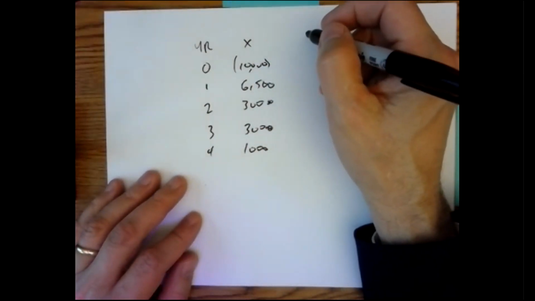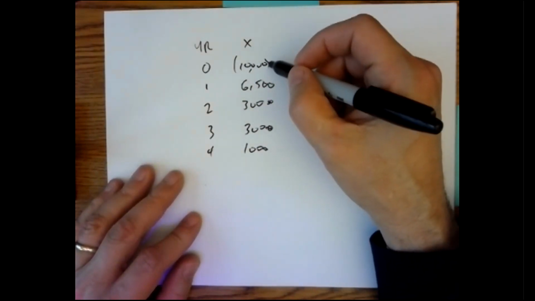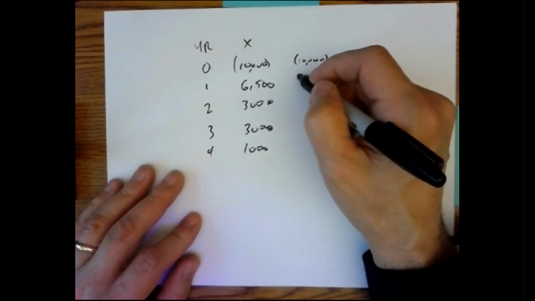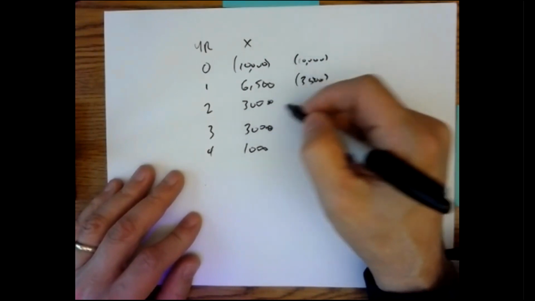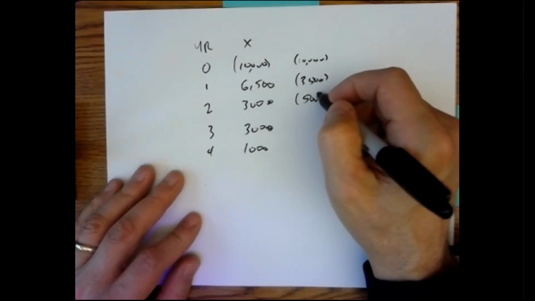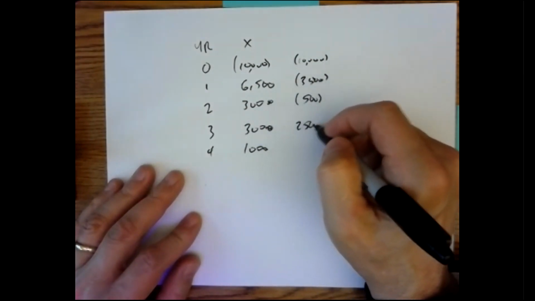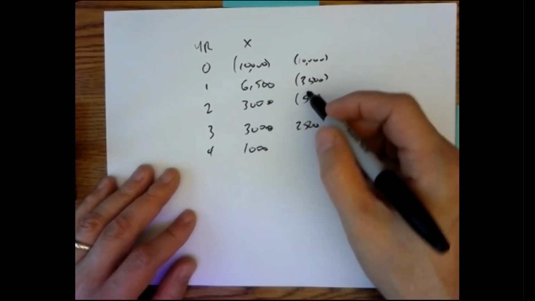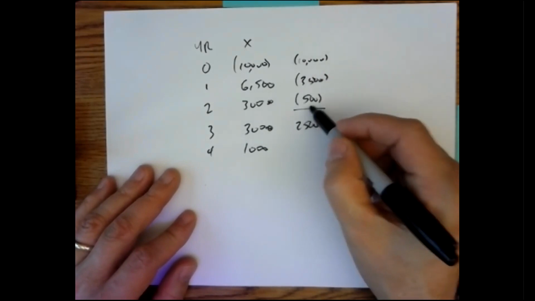So the first question is, what is our payback period? We start with negative 10,000. Then we earn 6,500, so we're still at negative 3,500. Then we earn 3,000 more, and we're at negative 500. Then we earn 3,000 more, and we're at 2,500. So we break even sometime in year three. Now, how much do we have to earn in year three? Well, we have to earn that $500.